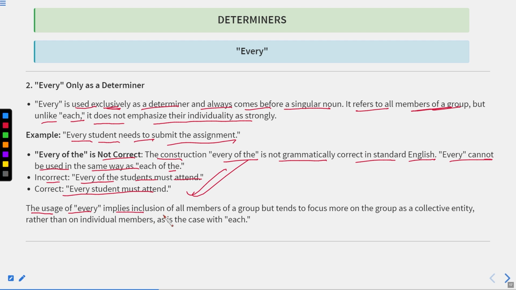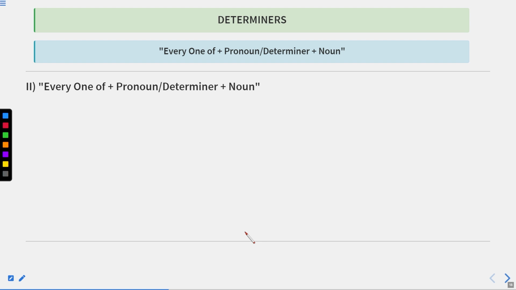The usage of every implies inclusion of all members of a group, but tends to focus more on the group as a collective entity rather than on individual members, as in the case with each. So in each, we focus on each and every person individually, whereas every takes the entire group or each and every member of the group collectively. However, though it does not emphasize individuality, yet it focuses on the individual members because after every also we can use only a singular noun and singular form of verb.